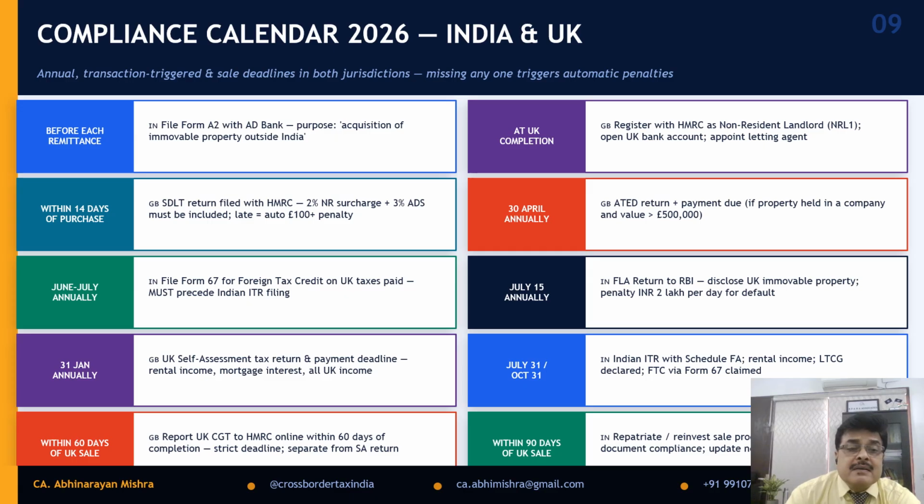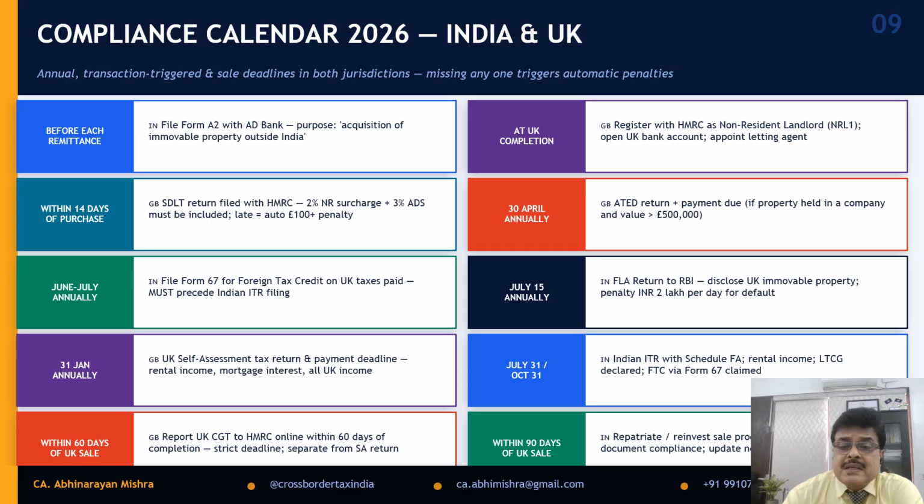In June, July, annually file Form 67 for foreign tax credit on UK taxes paid. It must precede Indian ITR filing. 15th July is the FLA return to RBI. Disclose UK movable property. Otherwise, the penalty is 2 lakh per day for default. 31st January is the UK self-assessment tax return and payment deadline: rental income, mortgage interest, and all UK income. And 31st July or 31st October, you have the ITR with Schedule FA, rental income, LTCG declared, and FTC via Form 67 claimed.